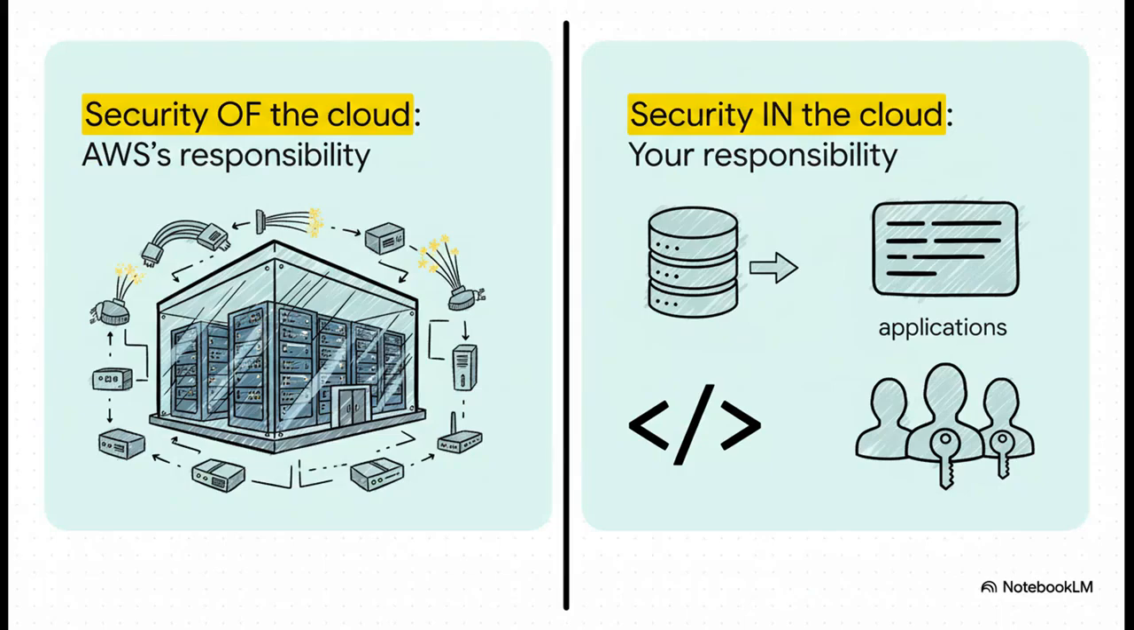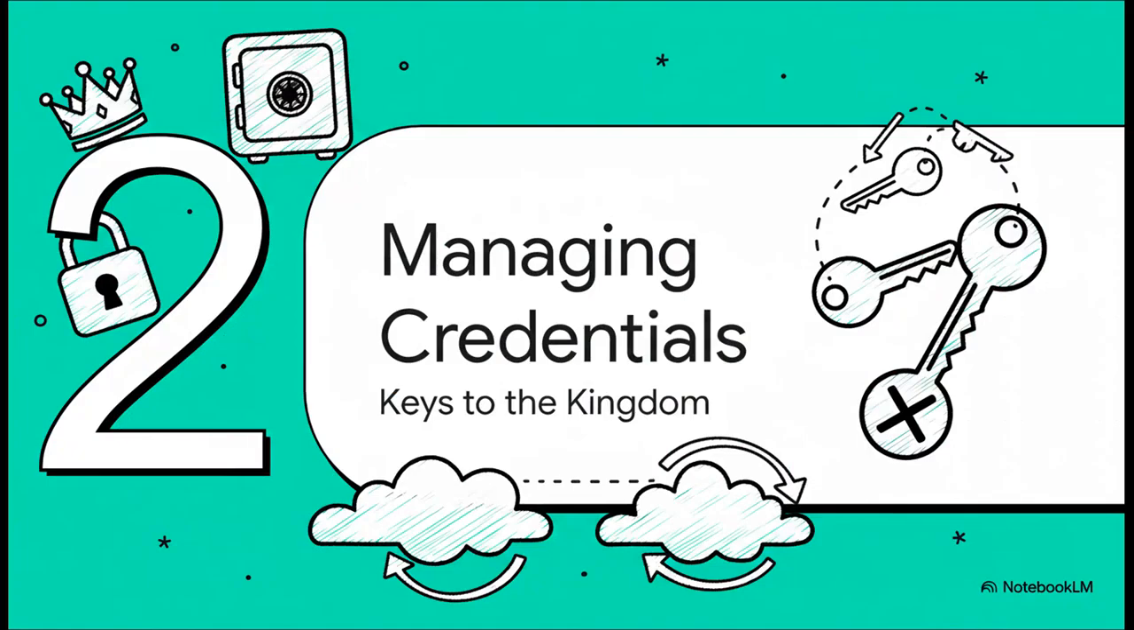Okay, so let's break this down, because this is super important. AWS is responsible for the security of the cloud. Just think of that as all the physical hardware and global infrastructure. The data centers, the servers, the cables. But, and this is the big one, you are responsible for security in the cloud. That's your data, your apps, and crucially, who you let in the door. And that right there brings us to the most critical part of your job: managing who gets the keys to your kingdom. And in the world of AWS, those keys are your security credentials.